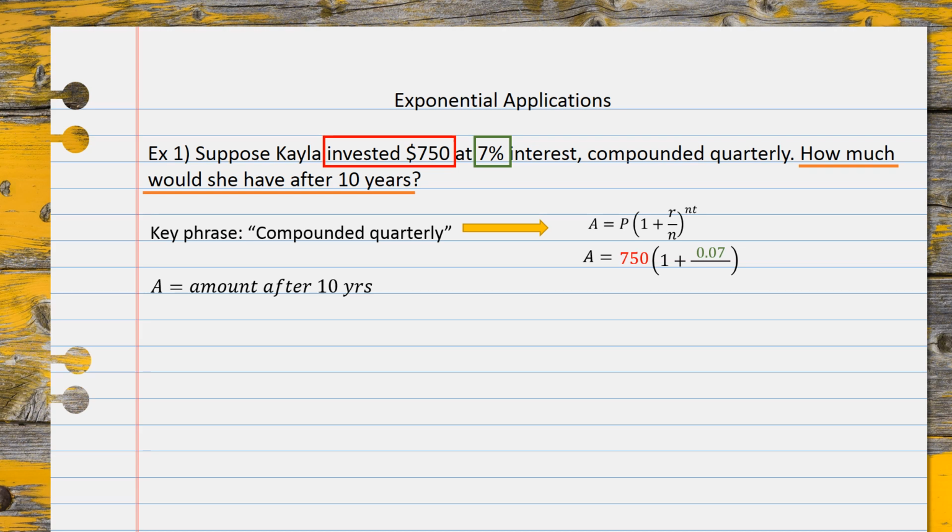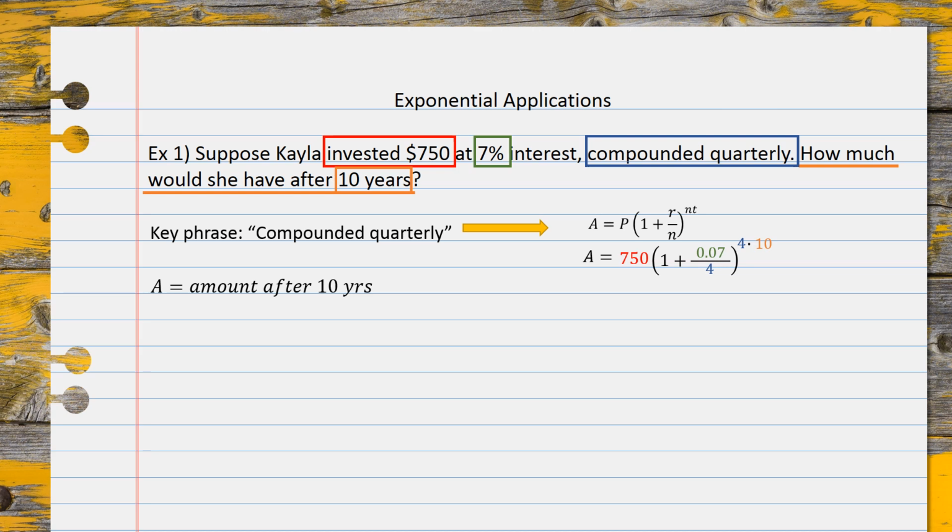Now, N will always be disguised as a word. In this case, the N will be quarterly, which means it has a hidden value of 4. Now, for the exponent, we have N times T. N is still going to be that hidden word, which we already said is quarterly, which means a 4 will take its place. For T, that means time. And we notice we are going to have the money invested for 10 years.